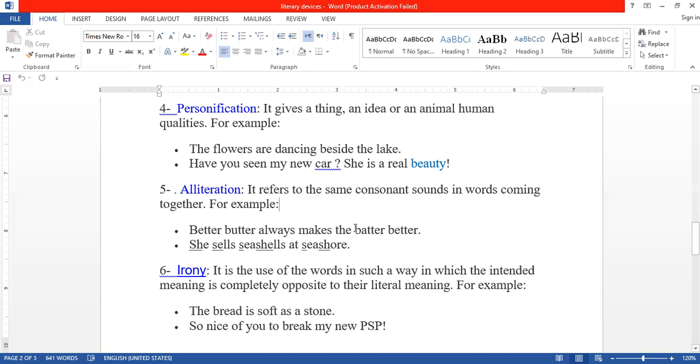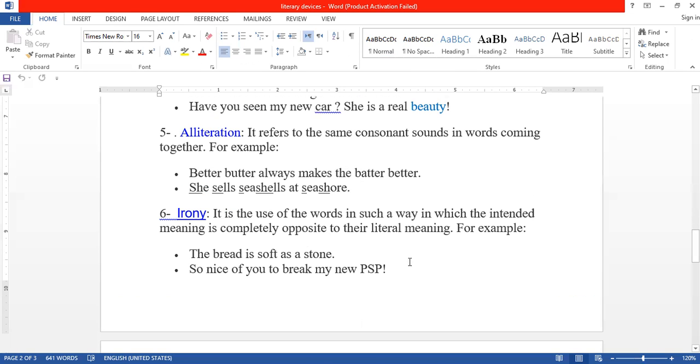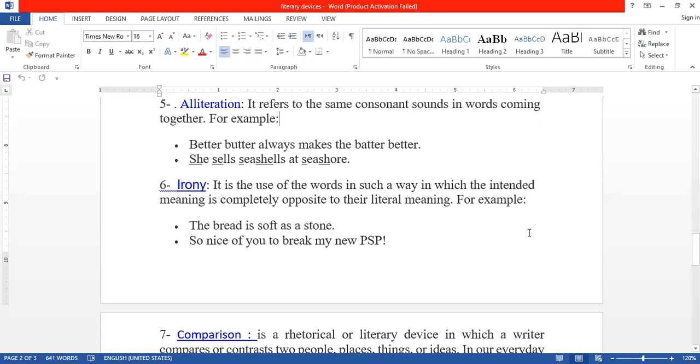Let's continue with the last one before I end the session because it's time. Irony. Irony is the use of words in such a way that the intended meaning is completely opposite to their literal meaning. For example, the bread is soft as a stone. So nice of you to break my new PSP. All right. Irony is the use of words in such a way that the intended meaning is completely opposite to their literal meaning. When you read this sentence, for example, the bread is soft as a stone.